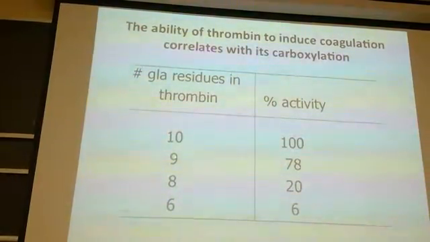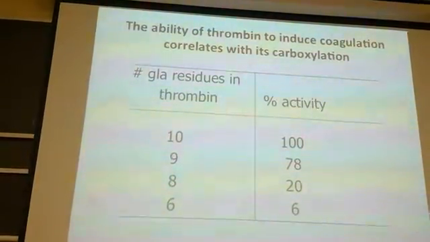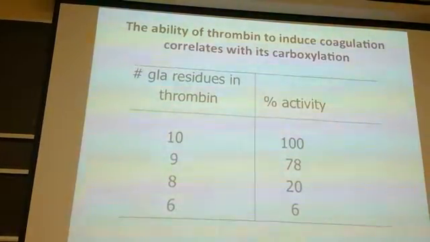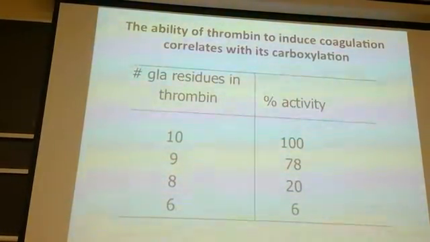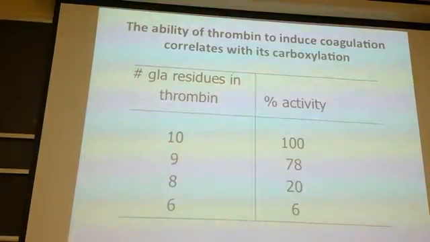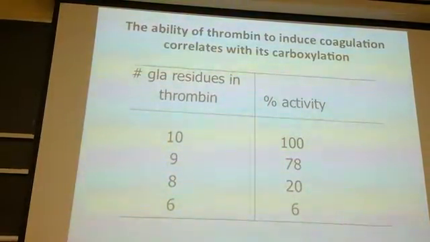If you take away 1, you already see a reduction in activity, which is pretty dramatic. But if you take away 2, it's already down to 20%. Okay, so it's very clear. This is a very clear demonstration of how dependent thrombin is on carboxylation. So sometimes it seems like, oh, you're carboxylating 10 of these residues, and it's such a small modification, but it's very important for thrombin activity.